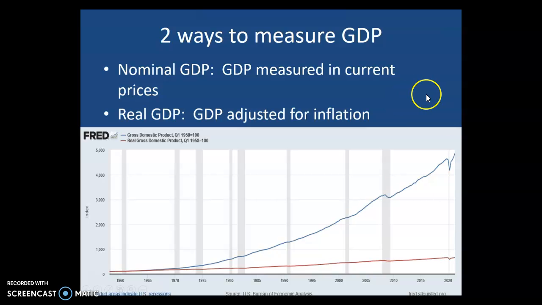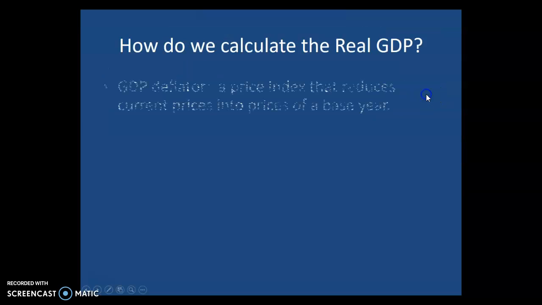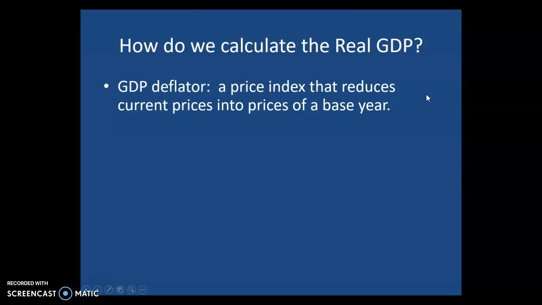So how do we calculate real GDP? We use something called a GDP deflator, which is a price index that reduces current prices into the prices of a base year. Well, gosh, what the heck does that mean? Well, basically, it is an equation. And what we do, we take nominal GDP, that's the first one that we talked about in actual current dollars, and then we divide it by this GDP deflator, which is a price index.